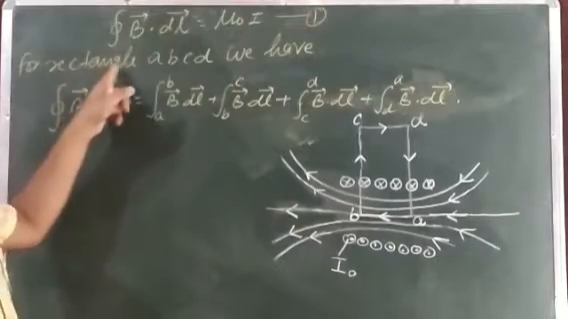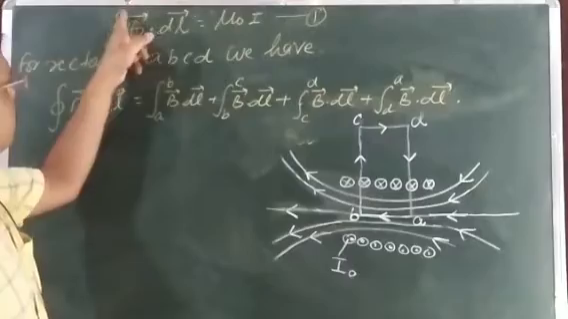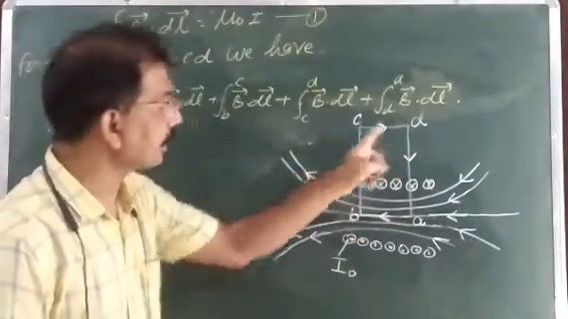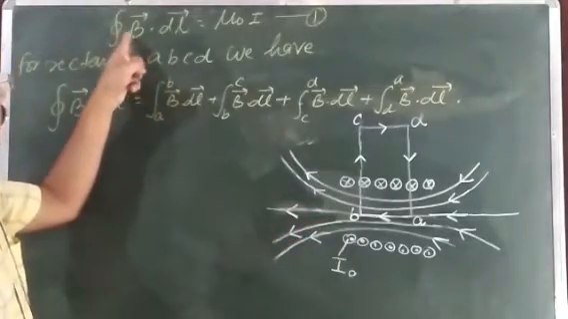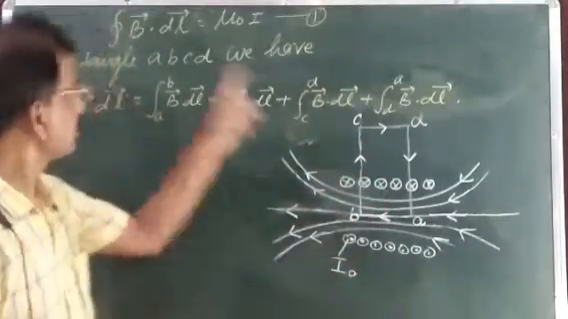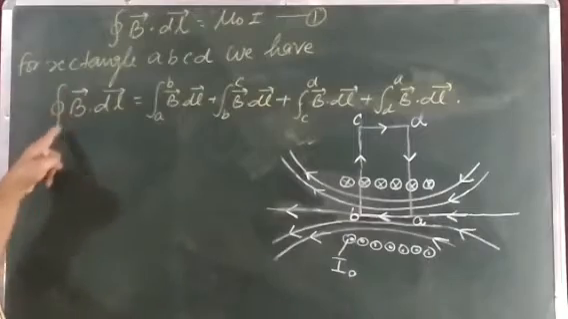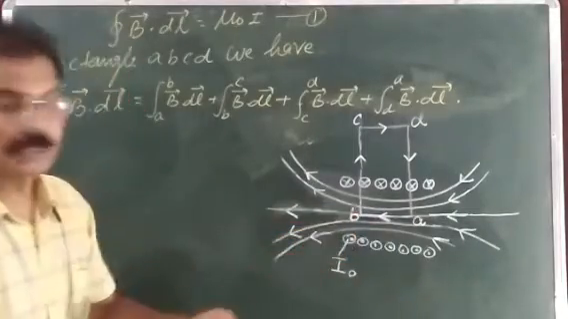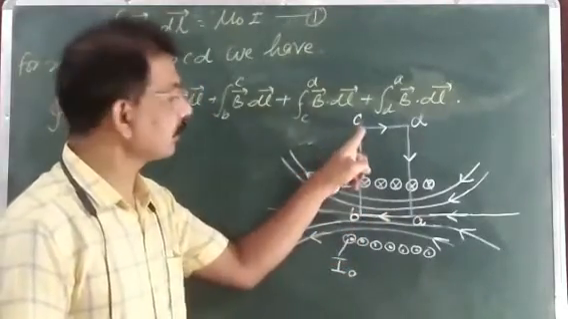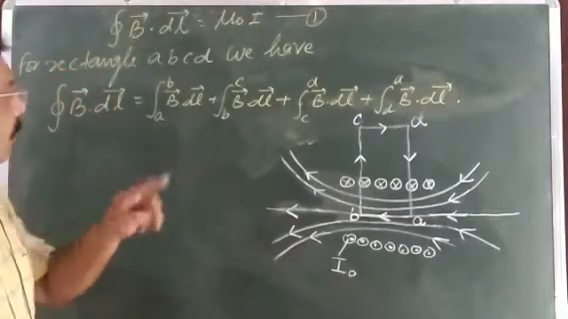Now for rectangle ABCD, we have, since whole integration B dot dl you have applied for this rectangle ABCD. Now our aim is to find what is the value of whole integration B dot dl for this closed loop ABCD. We can find out whole integration B dot dl for this loop. How many lengths are here? First length AB, second length BC, third CD, and then DA. So whole this can be divided in four parts.